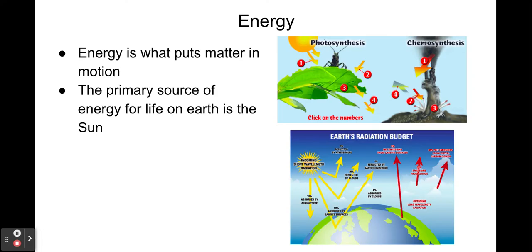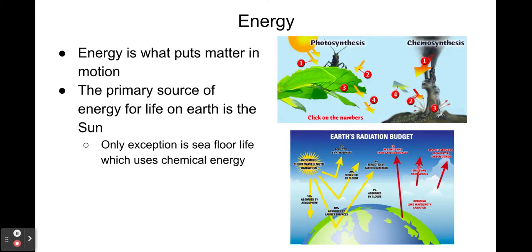There is one exception to this, at deep sea thermal vents, where there is no access to sunlight energy. There, chemosynthesis happens, and that is a process that uses chemical energy to create a different form of chemical energy, make organic molecules, and pass chemical energy up the food chain.